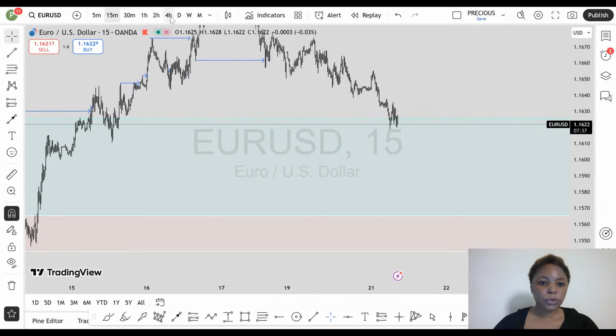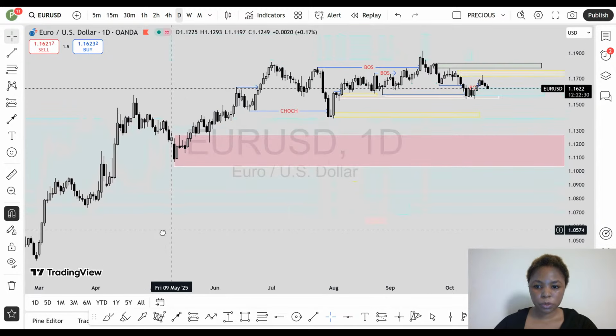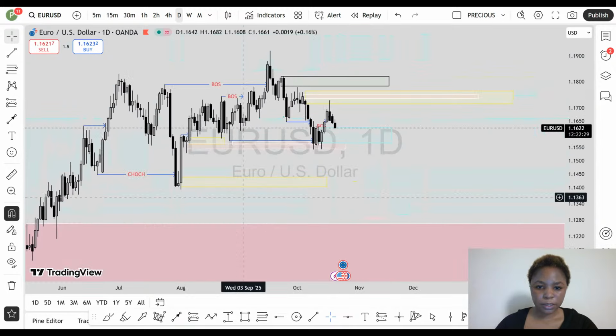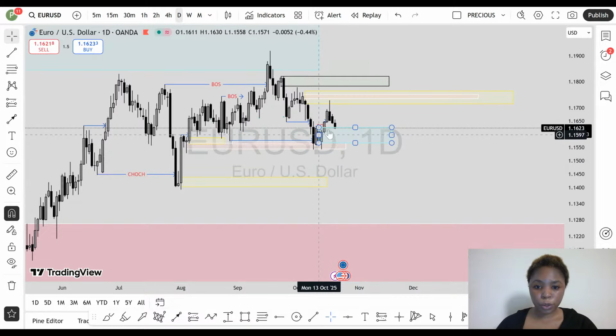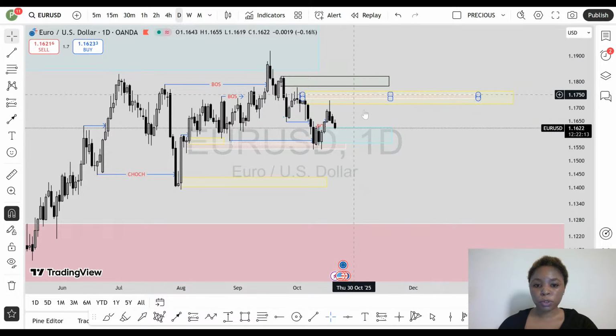So for Euro USD now, let's go to the daily again. Let me show you guys. This is the daily, and we are expecting Euro USD to move upward from this demand zone here. But now we are waiting for a change of character on the lower time frame before we follow the movement of price upward. But you can see we have a bearish order block here that price came to mitigate.